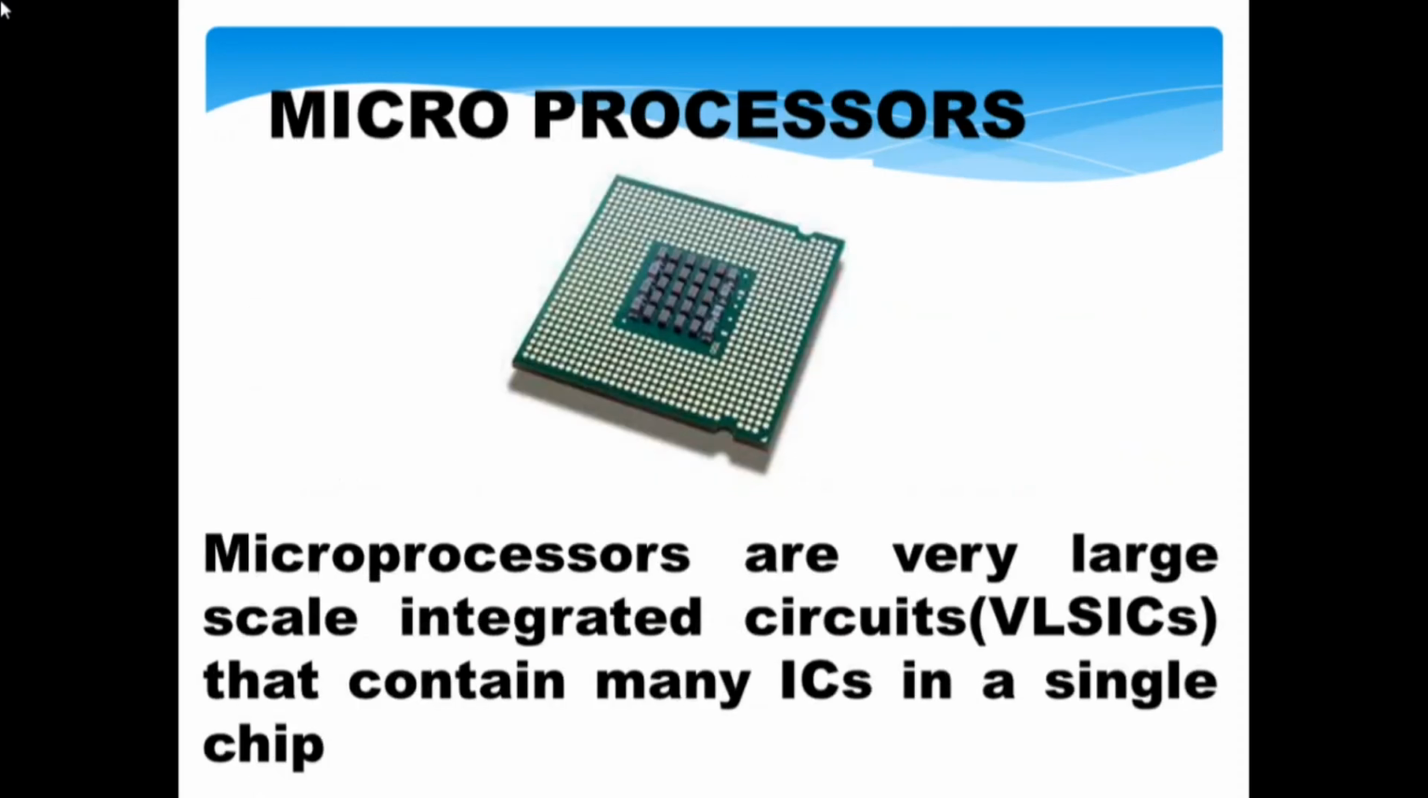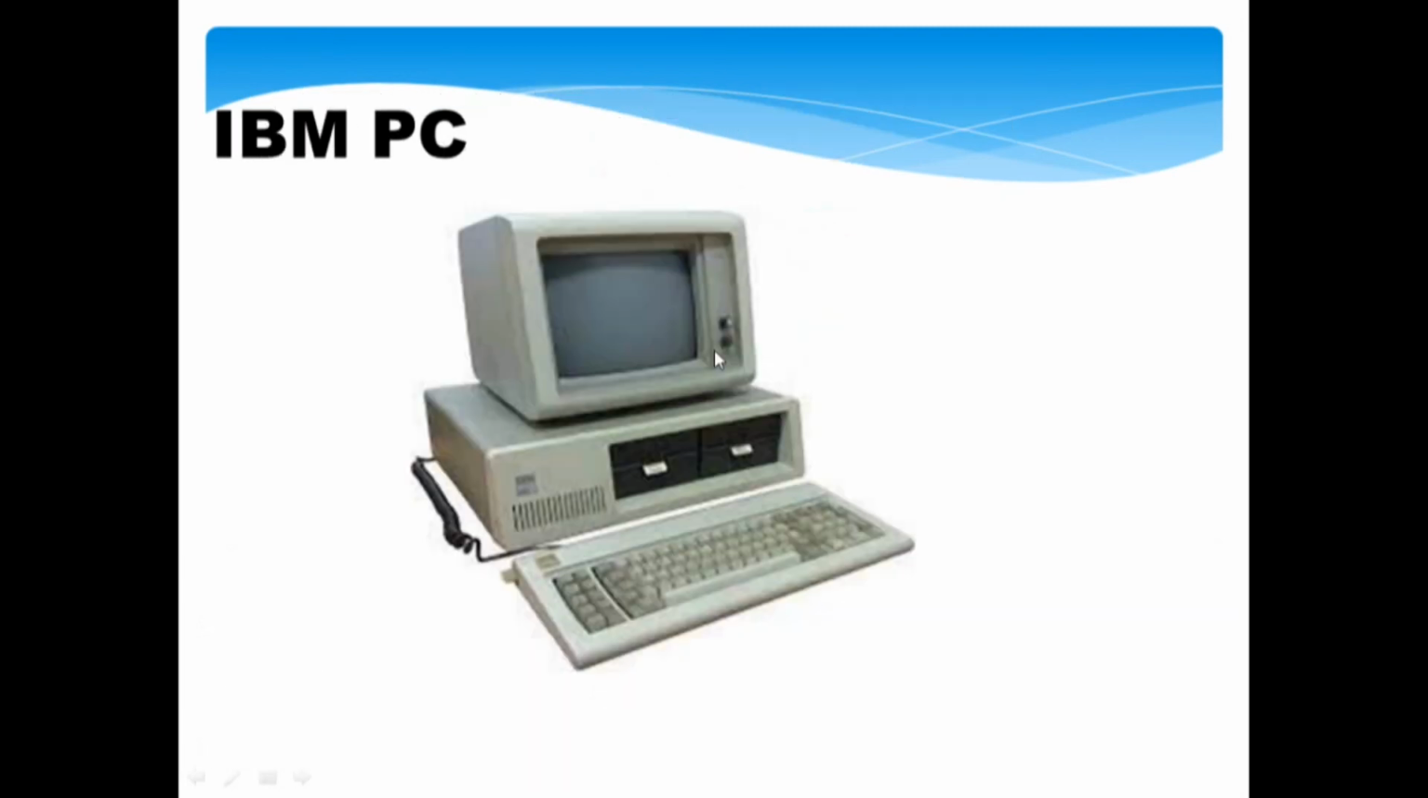Okay, for example, see, this is a microprocessor. Microprocessors are very large scale integrated circuits that contain many ICs in a single chip. See, this is called a microprocessor. Microprocessors are used in fourth generation computers.